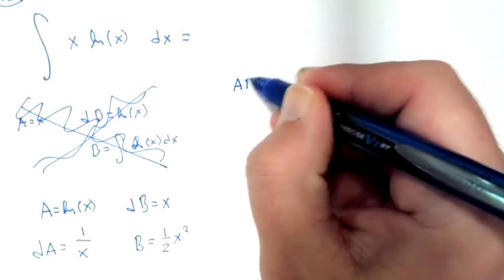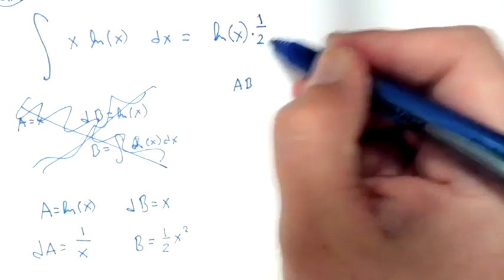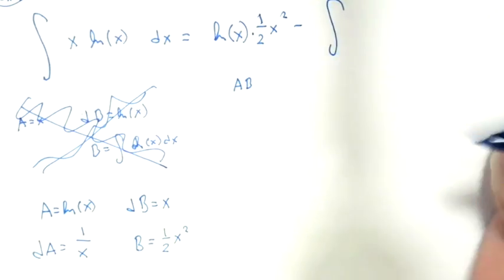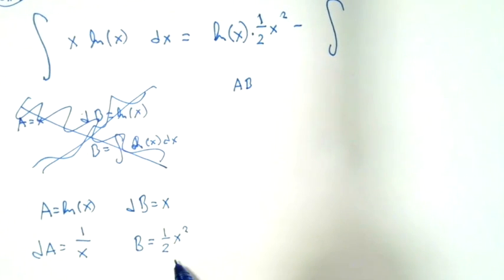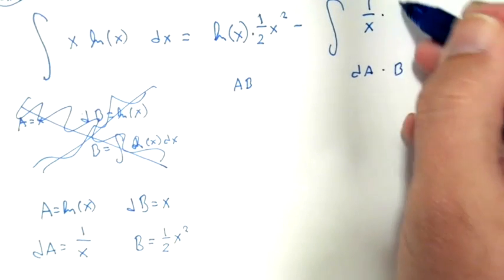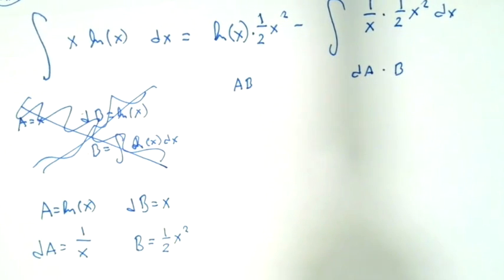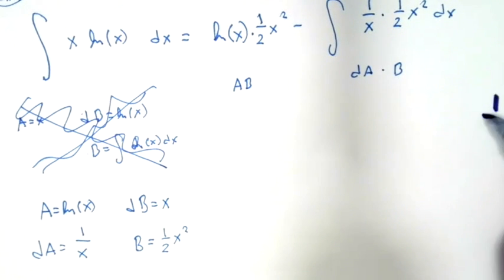So now I'm just going to take these pieces. Remember that it's going to be ab, which is going to be natural log of x times 1/2 x squared minus the indefinite integral of dA times b. We always end with the dab. So dA times b, which is 1 over x times 1/2 x squared dx. And now this is really cool because I'm going to see some cancellation. If I think about 1 over x times 1/2 x squared, I can cancel that x with that x.